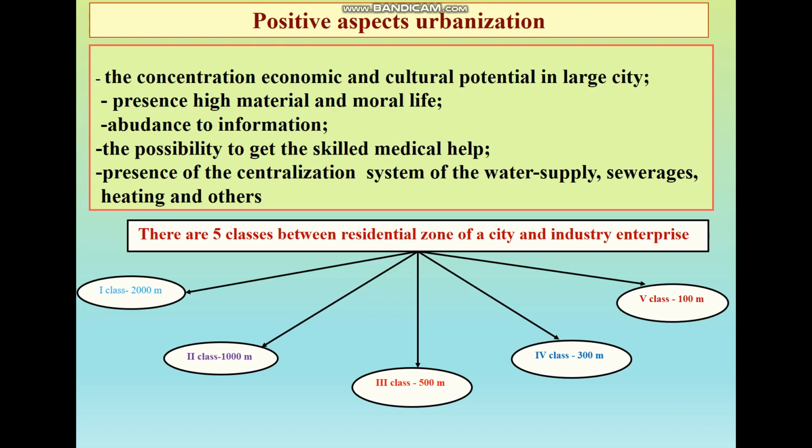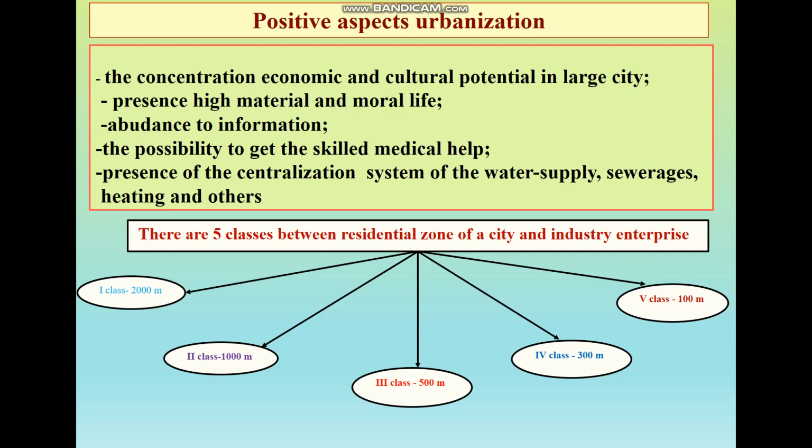city. There are 5 classes between the residential zone of a city and industrial enterprises. The minimum distance between the residential zone of a city and industrial enterprises of first class is 2,000 meters, of second class 1,000 meters, of third class 500 meters, of fourth class 300 meters, of fifth class 100 meters. Zone of placing of international and long-distance transport zone.